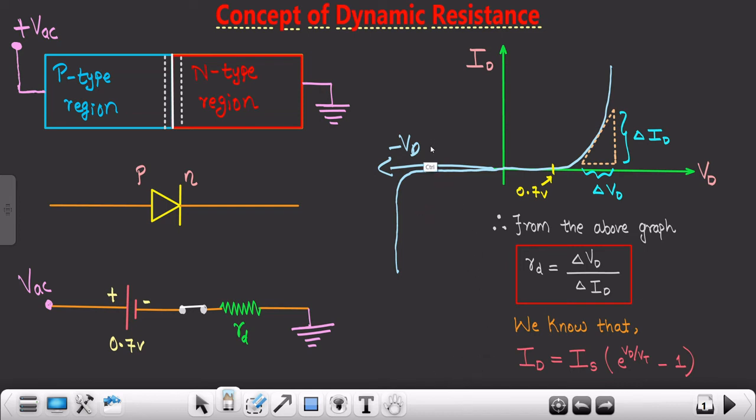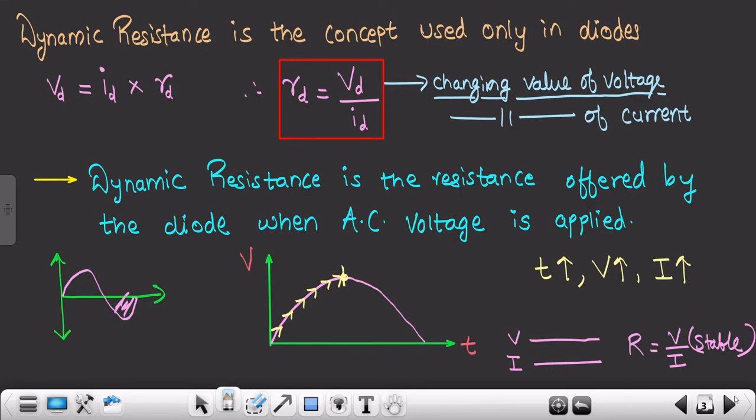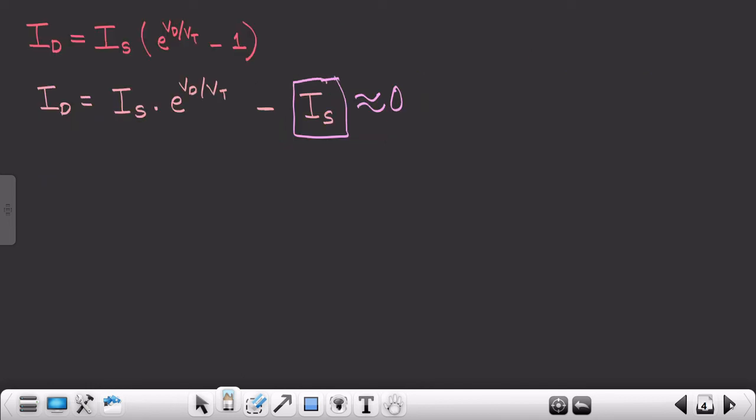So that's why, rather than taking the value of this particular current, which would be very small, I think it would be in microampere, right? It would be in microampere. So remember one thing, in reality this particular current would be equivalent to maybe 1 or 2 or 3 microampere, something like that.